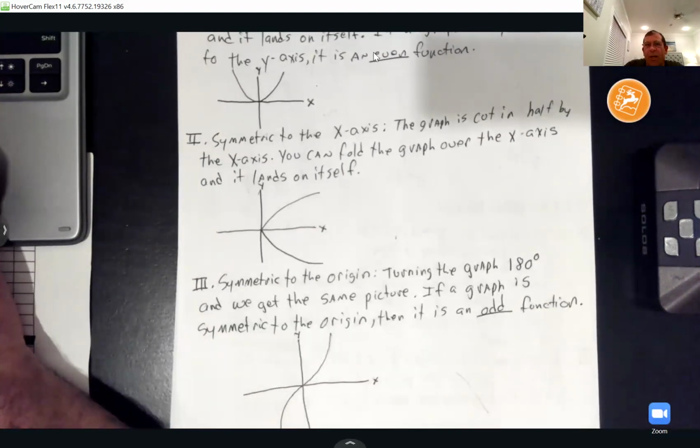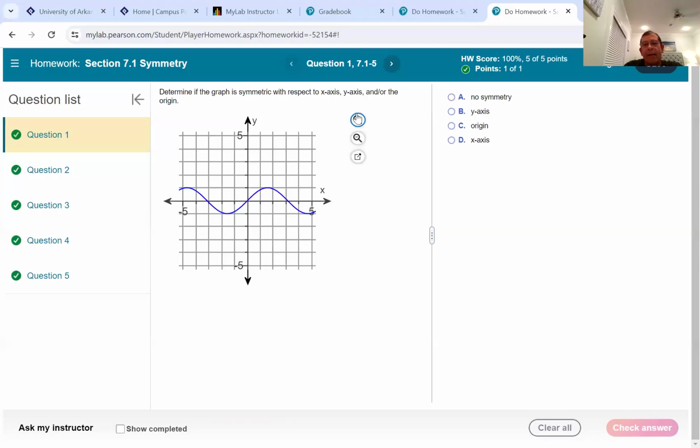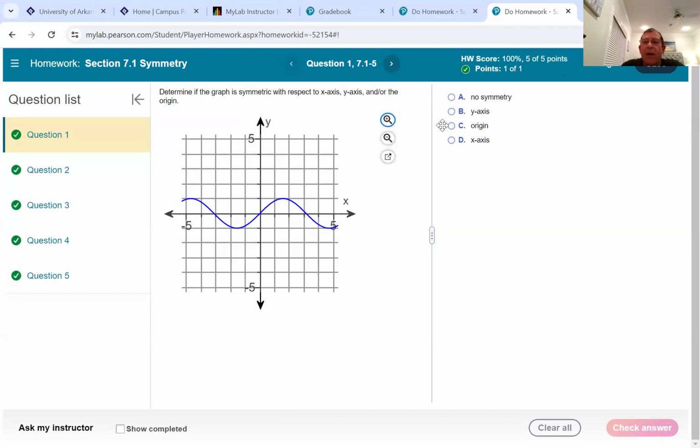So let's go look at that number one again. Knowing that, let me make that a little bigger. Well, look here. It's not symmetric to the y-axis because the y-axis doesn't cut it into two even sides. If I fold it over to y, this hump will land over here where there isn't any graph. So then I look at the origin. If I took that graph and turned it upside down 180 degrees, I would have the same graph, wouldn't I? This part on the bottom right side would end up on the top left, and this part on the top left would end up on the bottom right. So it is symmetric to the origin. Looking at the x, the x doesn't cut it into two equal parts. Down here, if I fold it over to x, it's not landing on itself. So that one's only symmetric to the origin.